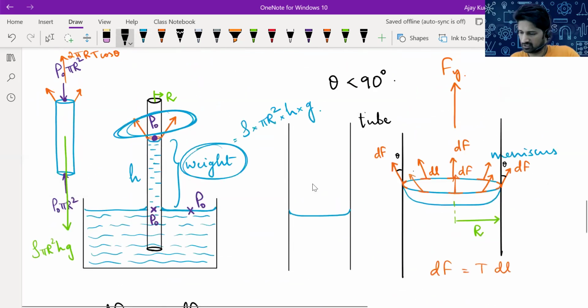Now here we considered a circular cross section. Hope the derivation is clear to all of you. You have to visualize the meniscus, forces acting on the boundary of that meniscus, force due to surface tension on the boundary of that meniscus. Based on that, you derive the expression for height of capillary rise.